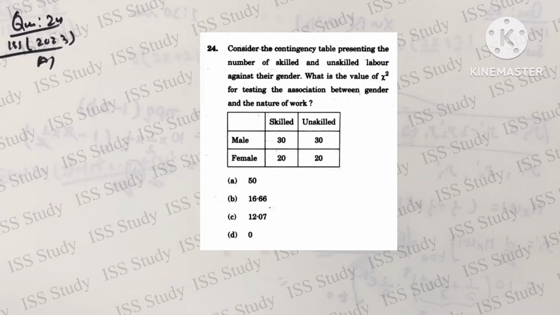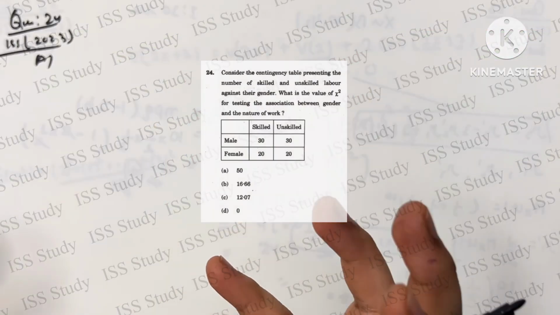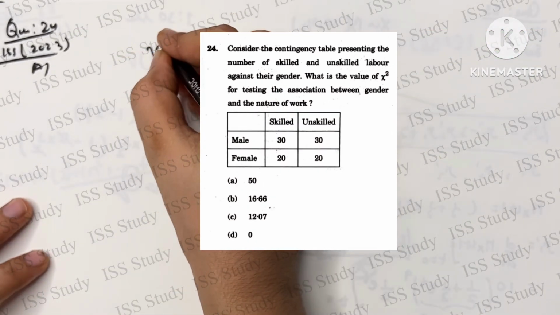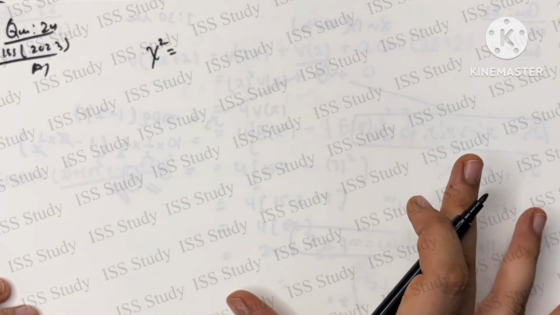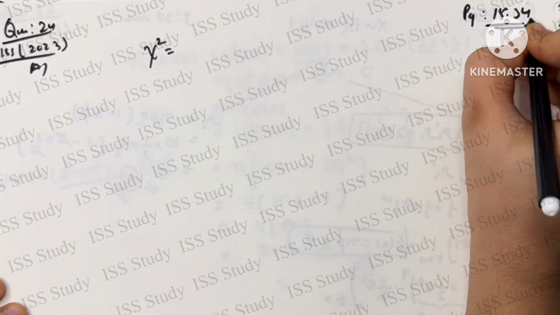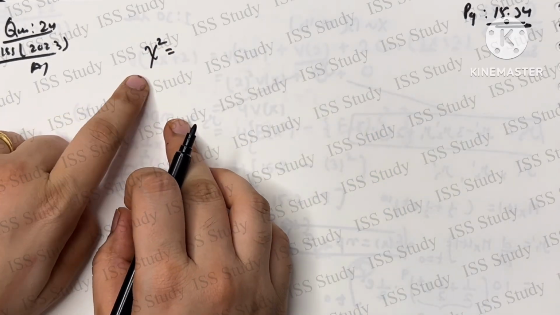Contingency table is given here. So basically, whenever we are given a contingency table and using it we have to find the value of chi-square, there is always a formula for that, because this question belongs to chapter number 15 of Mathematical Statistics of Gupta and Kapoor. You can search it on page number 15.34, right? So for this table you have to use a formula to find the value of chi-square.